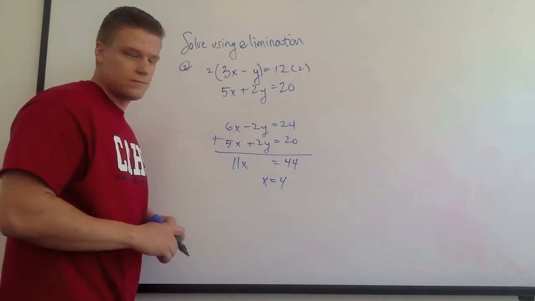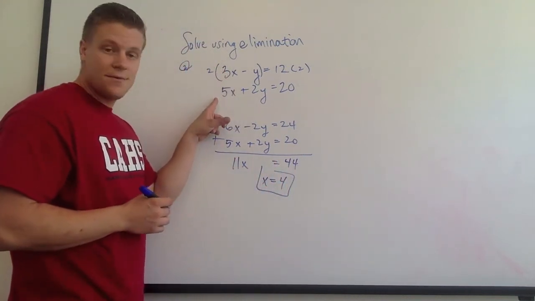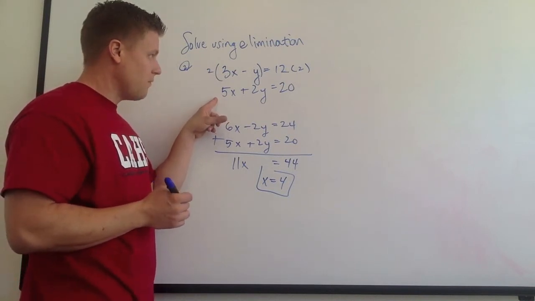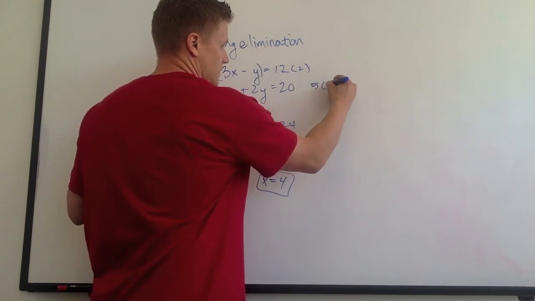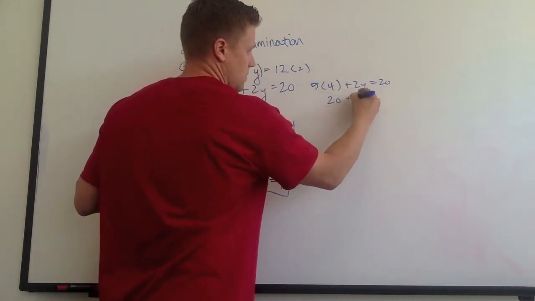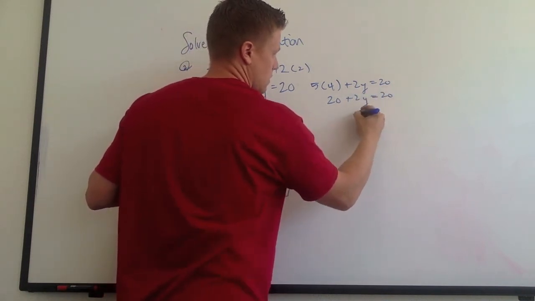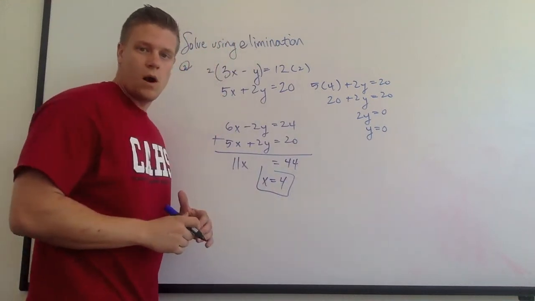We can take our value of 4, go back to either of the two original problems and plug 4 in. I'll just take the second equation. We get 5 times 4 plus 2y equals 20. 20 plus 2y equals 20. And we get that y is equal to 0.